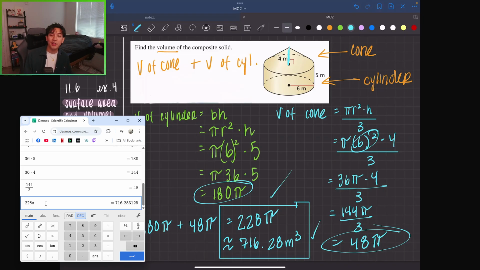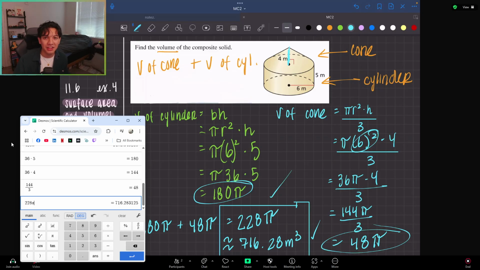And that's how you find the volume of a composite solid, by finding the volume of a cylinder plus the volume of a cone. But the main thing that we want to focus on is just remembering the formula of finding the volume of a cone.